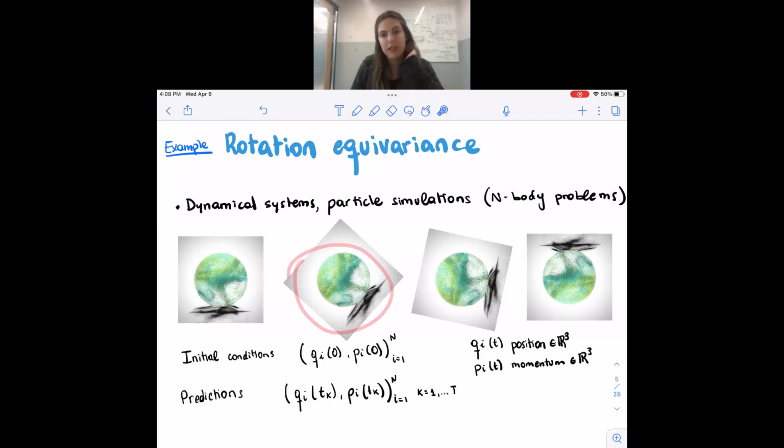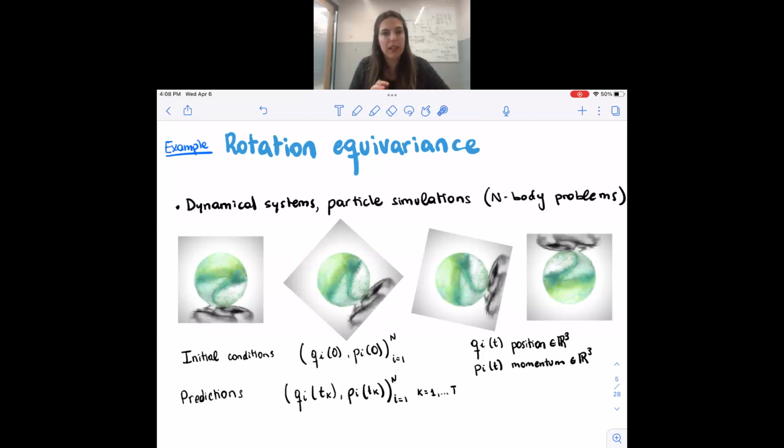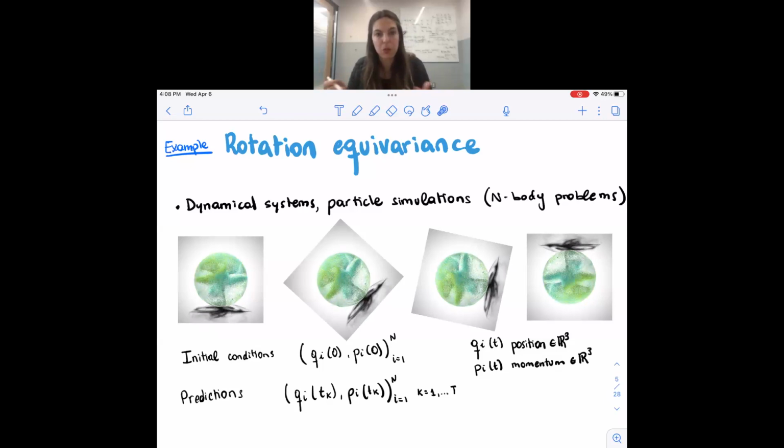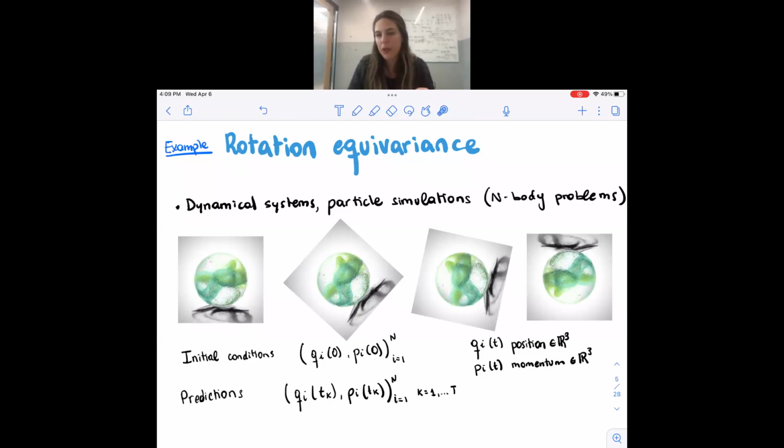This is because the trajectories depend on the particle interactions, and if you rotate the system, then the interactions rotate in the same way. So the prediction should be equivariant. And that's one example of what I want. So I'm going to do machine learning for this dynamical system, and I'm going to constrain my machine learning model so that the predictions it produces have this symmetry. So if I apply a rotation to the input, then the output rotates in the same way, for instance.